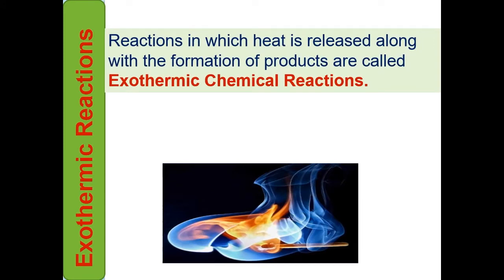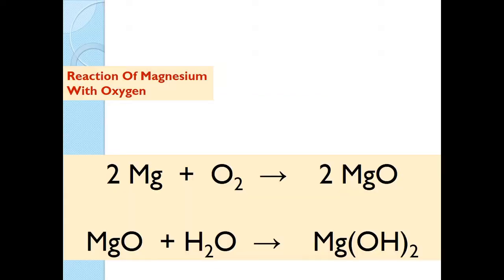Reactions in which heat is released along with the formation of products are called exothermic chemical reactions. Exo means out, thermic means heat. When heat is released, heat is given out, those reactions are exothermic chemical reactions.